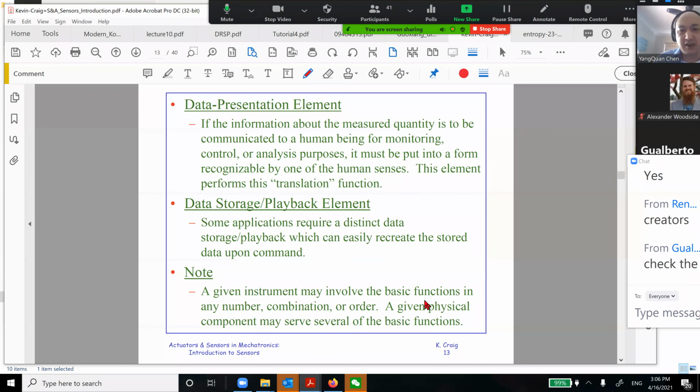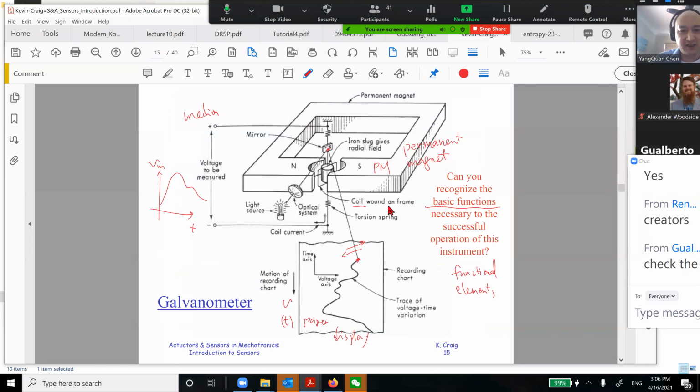I think we have explained data storage and playback. So this is just a representation, a presentation, like a visualization or display of the signal you are trying to measure. But today you have lots of digital measurements. You can store all these digitized using an analog to digital converter to record it.